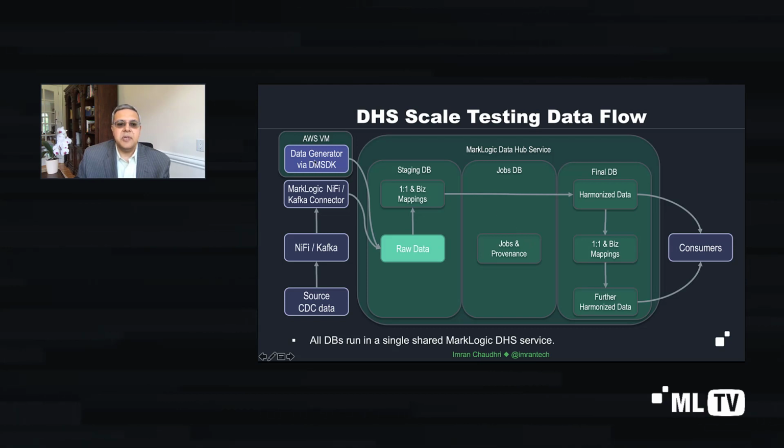So what we did is we created a Java data generator using the data movement SDK that simulated sending data in via Kafka or NiFi into the Data Hub service. We did the curation and mapping using the standard Data Hub service steps, and then we ran queries using the same Java program to get the data out of the Data Hub service via the REST APIs.